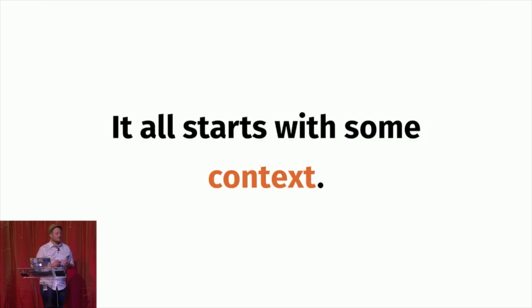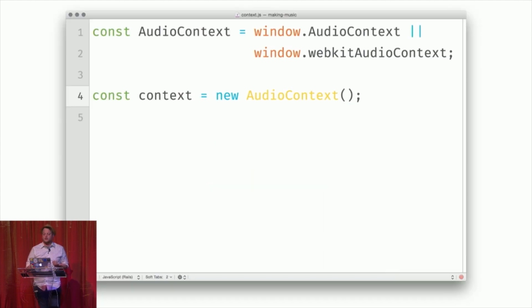Well, it starts with some context. If you've ever played around with HTML5 canvas, the very first thing you have to do is get a canvas context. And the same thing is true for using the Web Audio API. So we start by creating an audio context, which is pretty straightforward to do. For Safari, we have to do a little bit of a rigmarole with some vendor prefixing, but we can abstract our way around that. It's fine. And basically, we just say new audio context, and we get back an audio context.